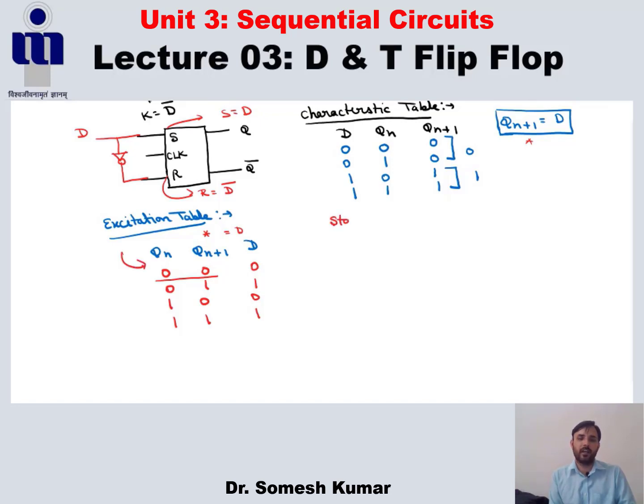Next is the state diagram. How to find the state diagram from this excitation table? You already know there are 2 states, one is 0 and the second one is 1. From the excitation table, if the present state is 0 and the next state is 0, in which case is that? When D equals 0. In that case, this 0 state remains the next state also. That is called the hold state.